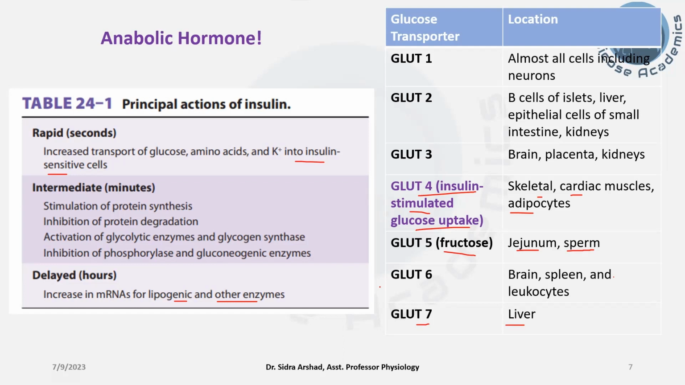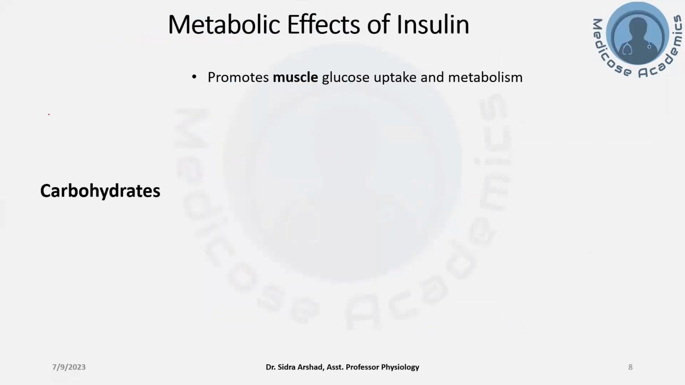So glucose is transported into the cells via these transporters. Out of these transporters, glucose transporter 4 is stimulated by the presence of insulin, so that it is translocated into the cell membranes in the presence of insulin in these types of cells especially. Let's see the effects of insulin on the major metabolites.